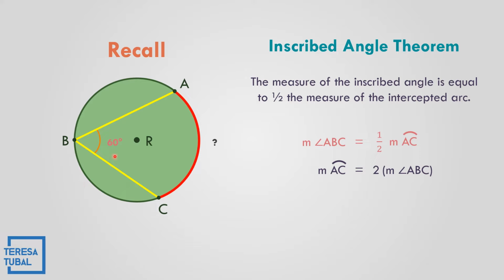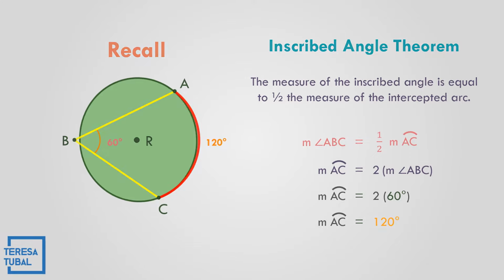As you can see in the figure, the angle ABC is equal to 60 degrees. So let us solve the measure of the arc AC. The measure of the arc AC is equal to 2 times 60 degrees. 2 times 60 degrees is equal to 120 degrees. So the measure of the arc AC is equal to 120 degrees.